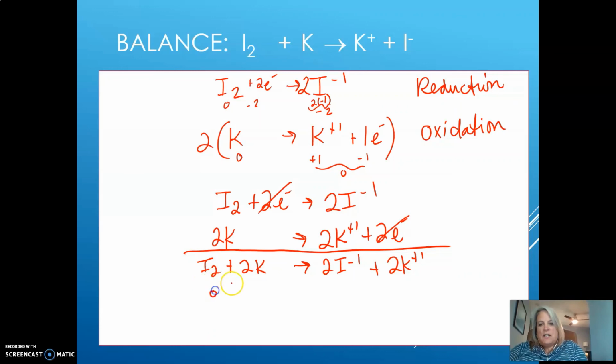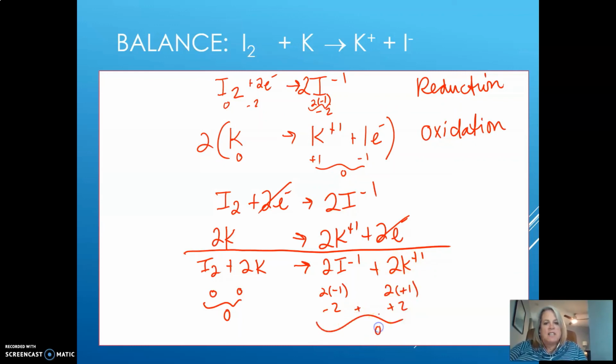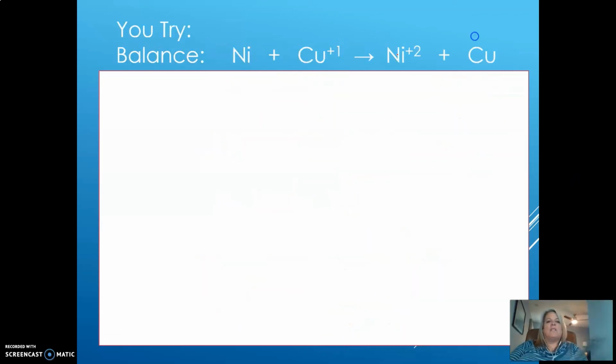Total charge here, right? Those are both 0, so that's 0. Almost looks like a weird face. Here we have 2 times -1, right? So that's a total -2. Here I have 2 times +1, so that's a +2. So once again, that side 0. Whew! Atoms, charges balanced. Check. Done. All right, we're going to do one more, but actually, I want you to try this one.